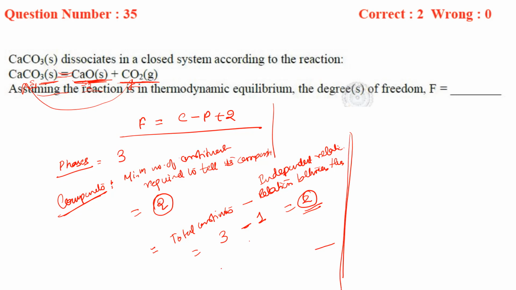Okay, so F equal to C minus P plus 2. C is 2, P is 3, right, plus 2. So this implies minus 1 plus 2, that is 1. That is the correct answer in the case of question number 35. Okay, so this is your answer.